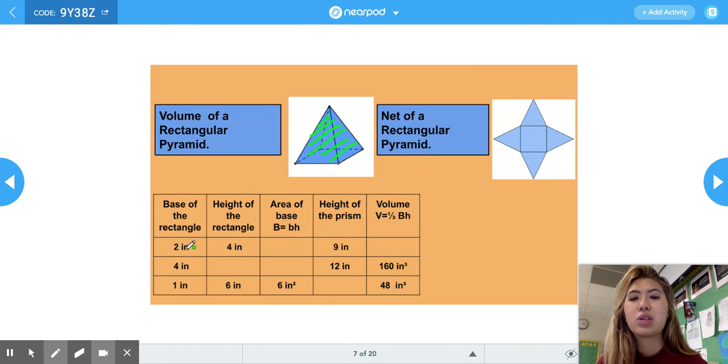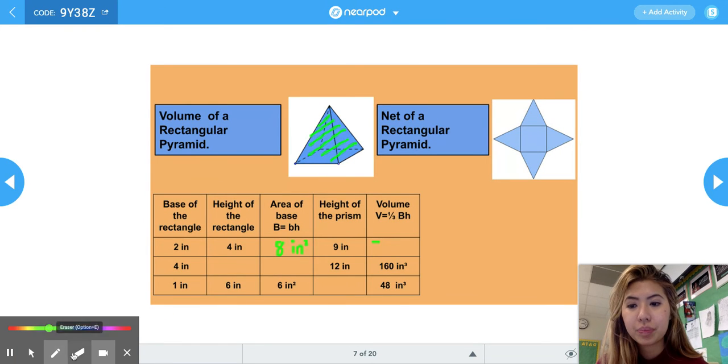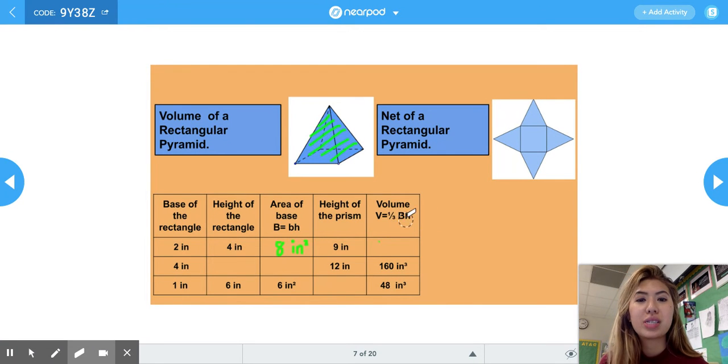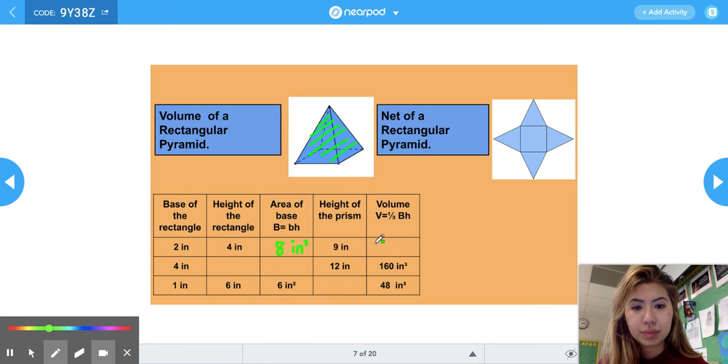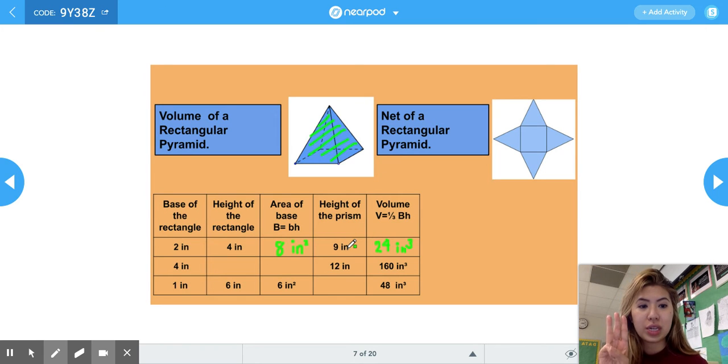So if we know that the base of the rectangle is 2 inches and the height of the rectangle is 4 inches, to find the base area, I'm just multiplying 2 times 4, which gives me 8. So it's 8 inches squared, since I just multiplied 2 inches by 4 inches. And then the height of the prism is 9 inches. So 8 times 9 is 72. But then I have to do 72 divided by 3, since I'm doing 1/3 times base times height. So 72 divided by 3 is going to be 24. So we have 24 inches cubed, because when we multiplied inches squared by another inch, there's 3 inches.